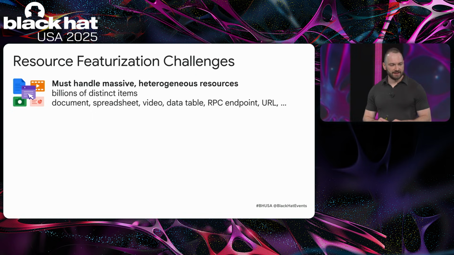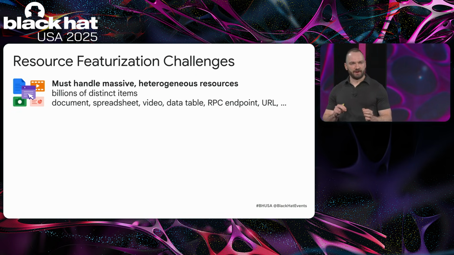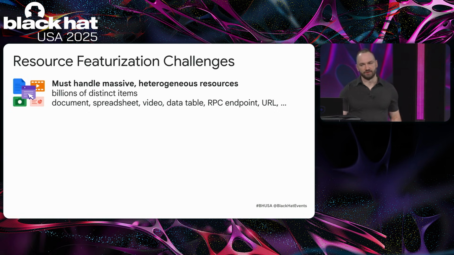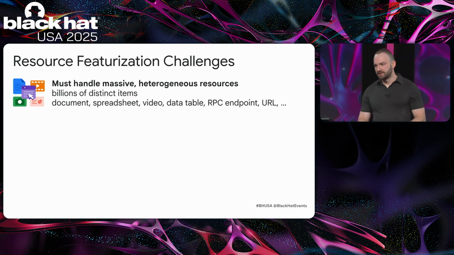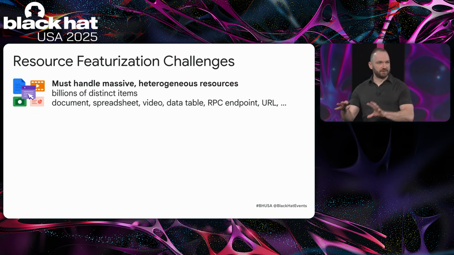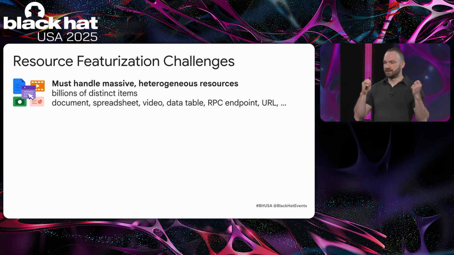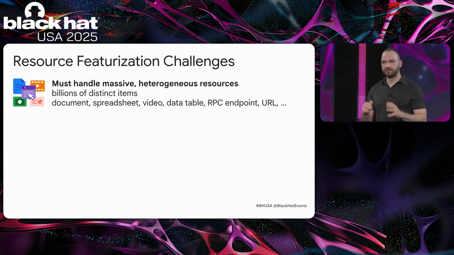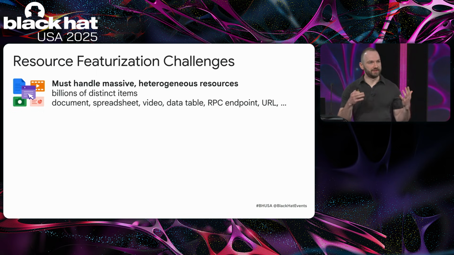The first thing is that whatever method we develop must handle a very large scale, heterogeneous set of resources. So we're talking here about billions of distinct items. And the types of those items are quite different. We have documents, we have spreadsheets, video, data tables, RPC endpoints, URLs, etc. Any type of corp resource that you have that you want to protect, we want the system to be able to operate on it.